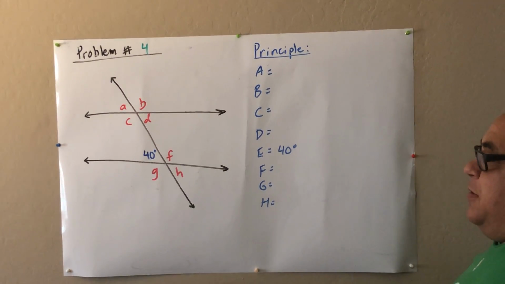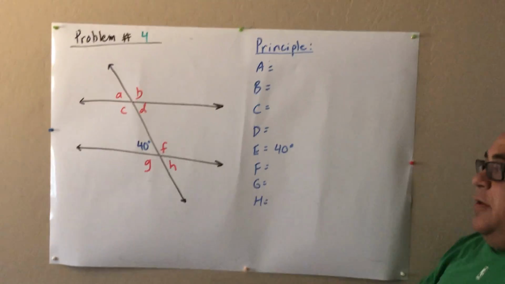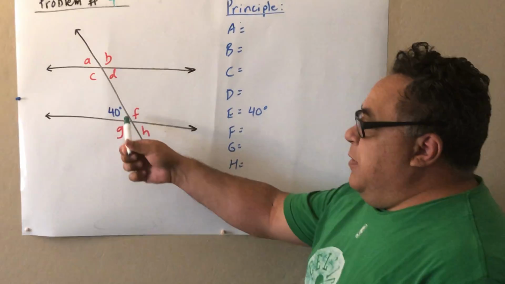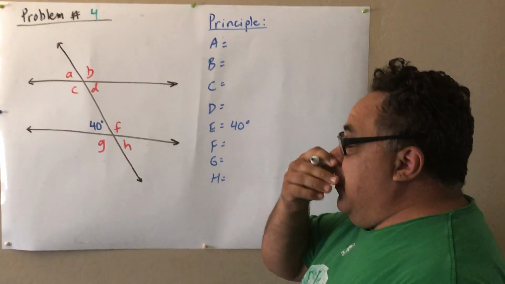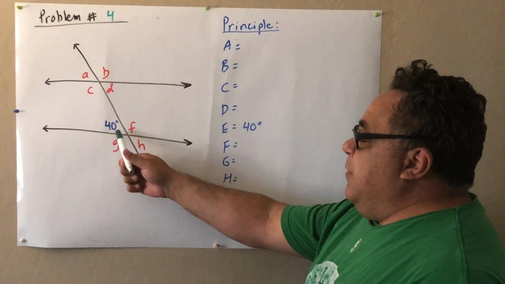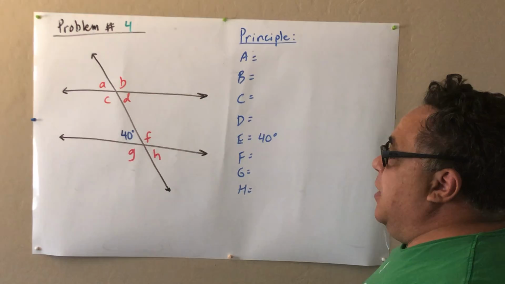It's problem number 4. This is a basic parallel line transversal problem. This is just saying, hey, do you know your angles? We've done this in class before this week. If you followed along, I had this in practice problems and a bell work, okay? So it's going to give you one angle. It's going to say, what are the rest of the angles?